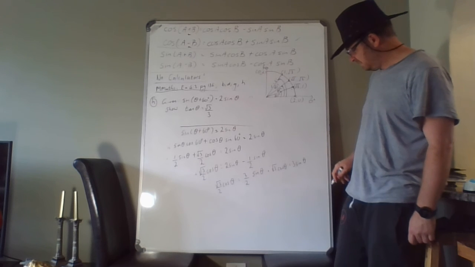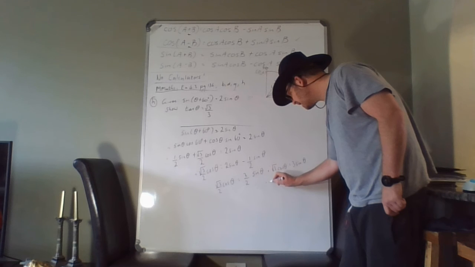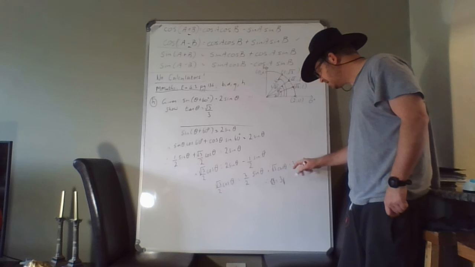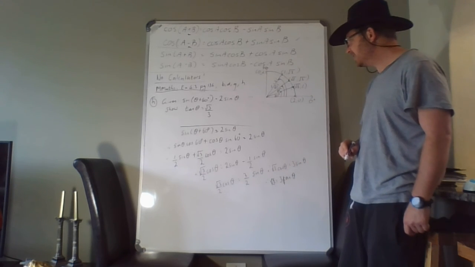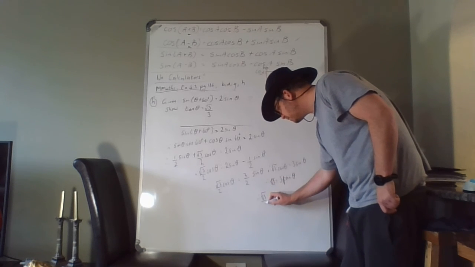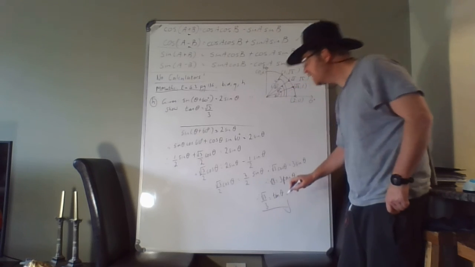Right, and now tan is sine over cos. So if I divide both sides by cos, I get root 3, you can skip steps, is equal to 3, well, sine theta over cos theta, which is tan. So I get root 3 is equal to 3 tan theta. So therefore, divide by 3, root 3 over 3 is equal to tan theta.